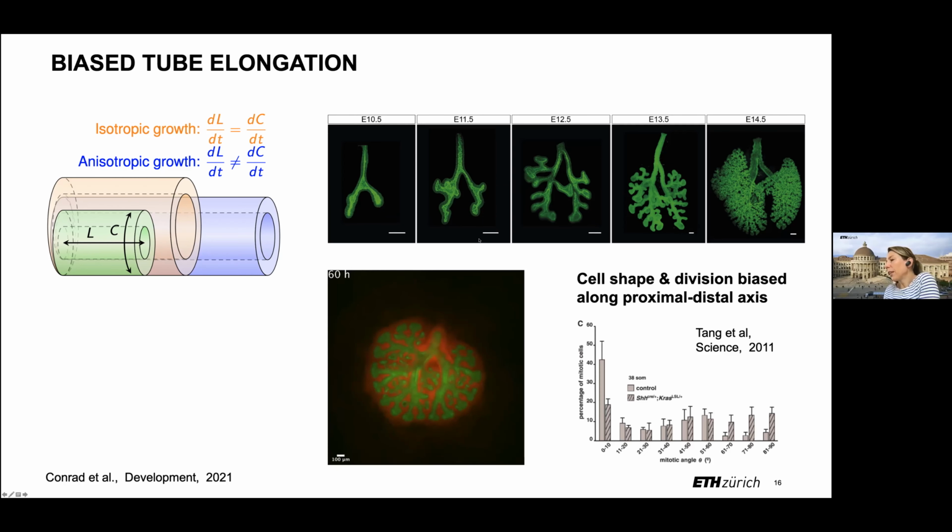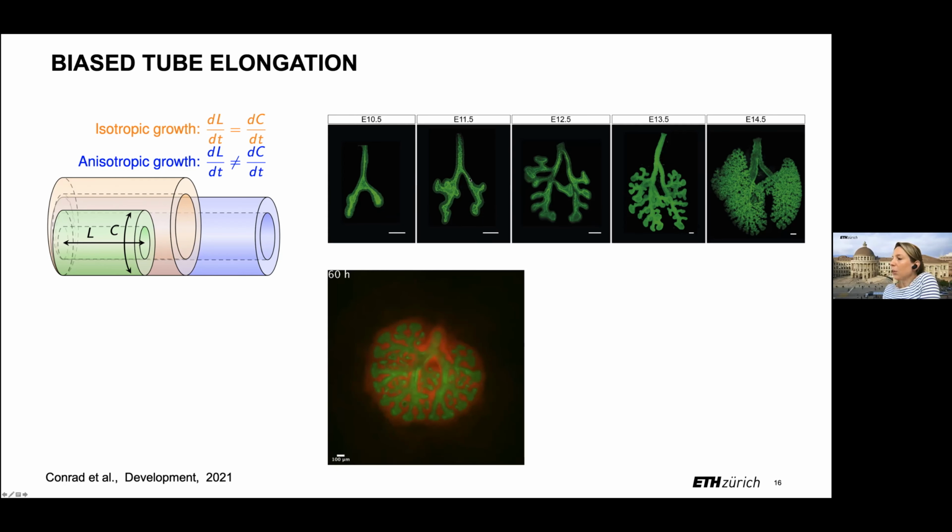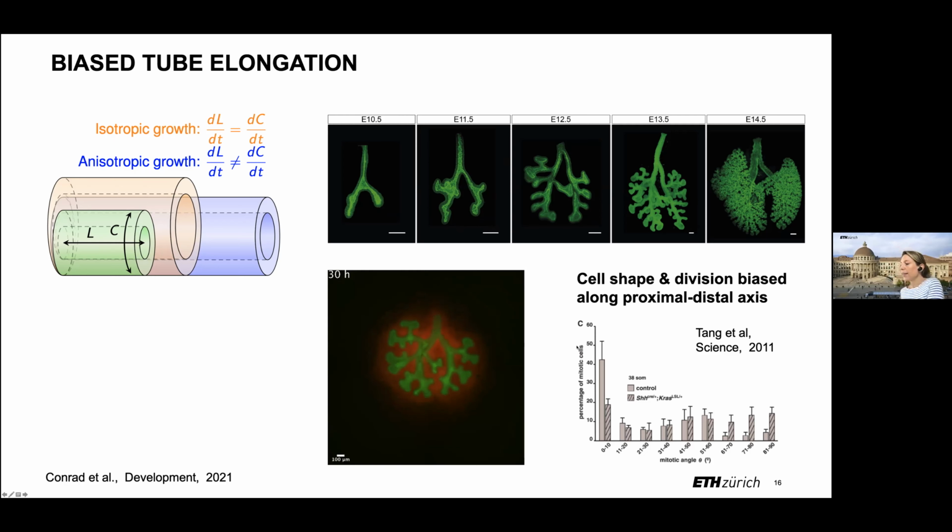You can see this by eye, you don't need quantifications for that, that you have more lengthening of the tubes and widening. And you see this both in 3D, that's effectively 3D images here from the light sheet, and in 2D cultures. And there was a really nice Science paper by Gail Martin's group in 2011, and they quantified the left bronchus and found that the left bronchus is elongating twofold more than it widens. And they also showed that the cells predominantly divide in the direction of outgrowth. And also the cell shape is biased in the direction of outgrowth.